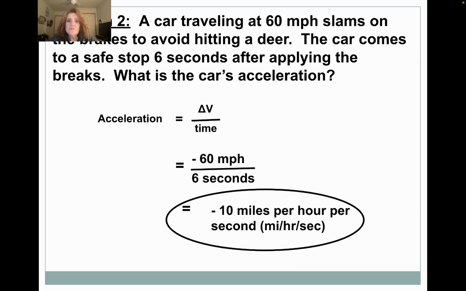In problem 2, a car is traveling at 60 miles per hour, slams on the brakes to avoid hitting a deer, and comes to a safe stop in 6 seconds. What is the car's acceleration? Well, this time notice that the change in velocity is negative because I'm slowing down. So it's a negative change in velocity of negative 60 miles per hour in 6 seconds, giving me an acceleration of negative 10 miles per hour per second.